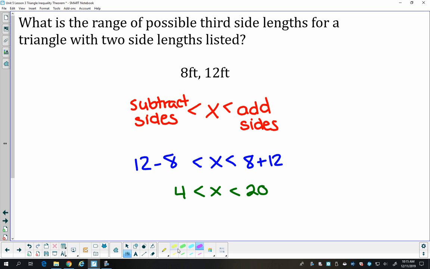So you can see if my third side was 4 feet and I added it to my side that was 8 feet, 8 and 4 make 12, which is equal to my other side. And we already had an example where we said that it can't be equal. If I have 20 as my third side, that would end up being the longest side in my triangle. So if I add 8 and 12, that makes 20. And again, 20 and 20, they're equal. That doesn't follow the theorem, and so we couldn't have a triangle with that size. So our third side has to be bigger than 4, less than 20, somewhere in between.